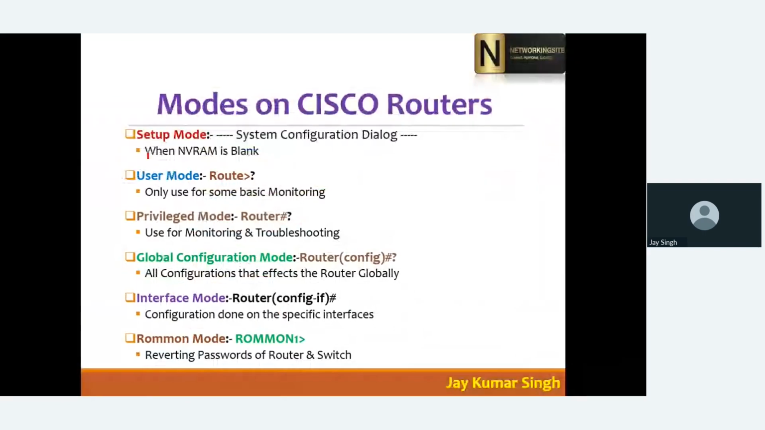You will get this system configuration dialog option when your NVRAM is blank, which means your router is new and nothing is configured in your router. But if something is configured in your router, you will directly get the mode. Okay, and if you want to see, let me show you.